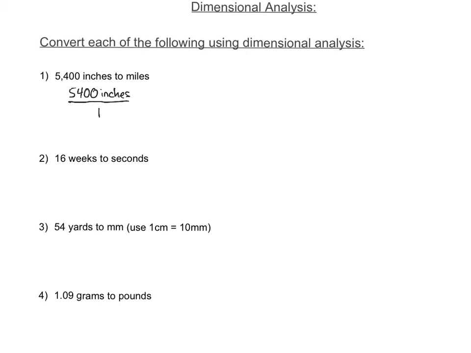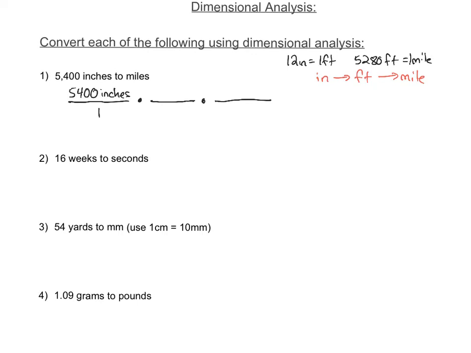Now I want to go from inches to miles, so I look at my chart and I notice that I know that 12 inches is equal to 1 foot, and I know that 5,280 feet will equal 1 mile. And so therefore a potential path for conversion would be to go from inches to feet and then go from feet to miles. And that is going to look like this. I'll have 2 conversion factors. The first one will take me from inches to feet.